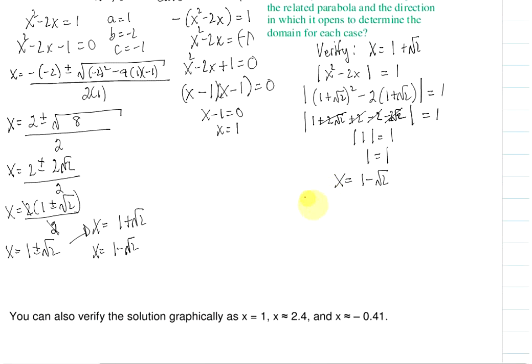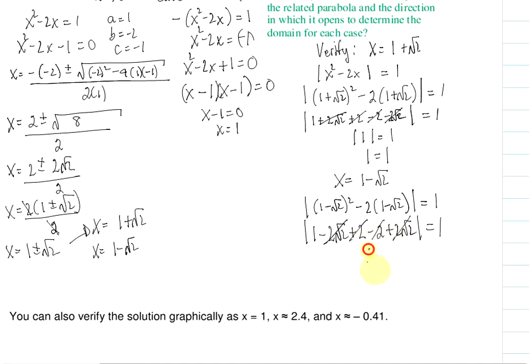Okay, so into the original equation we're going to get 1 minus root 2 squared minus 2 times 1 minus root 2, absolute value, equals 1. Okay, so we're going to FOIL 1 minus root 2 squared. We get 1 minus 2 root 2 plus 2, minus 2 times 1, which is 2, and negative 2 times negative root 2 is positive 2 root 2. We can cancel out our 2 root 2's and our 2's. We are left with the absolute value of 1 is equal to 1, so 1 equals 1.